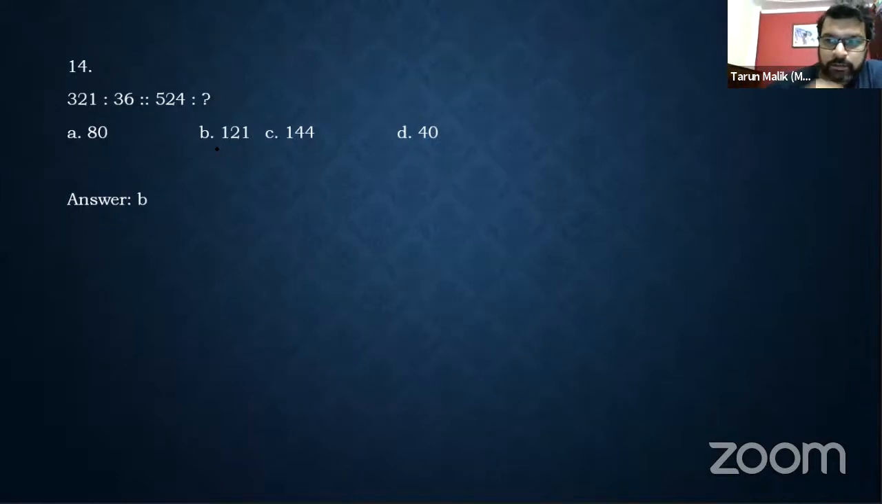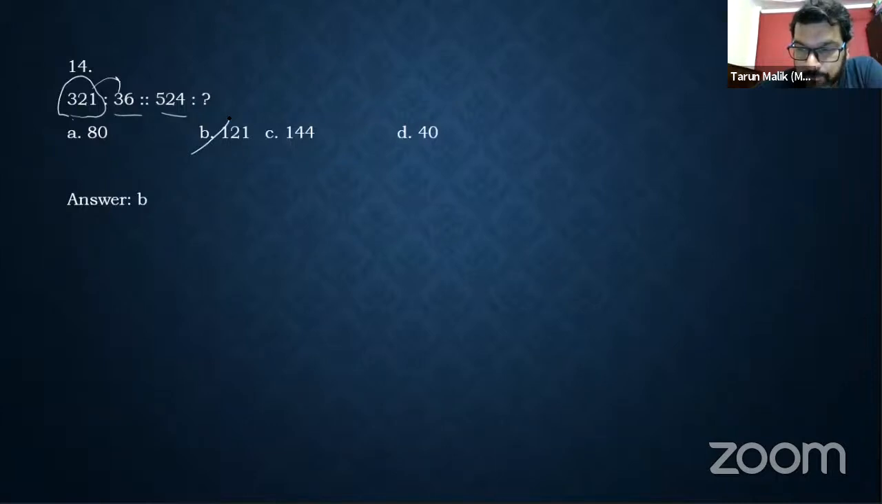Any logic? Add the digits, square that. 3 plus 2 plus 1, 6 square is 36. 5 plus 2 plus 4, 11. 11 square is 121. Okay.